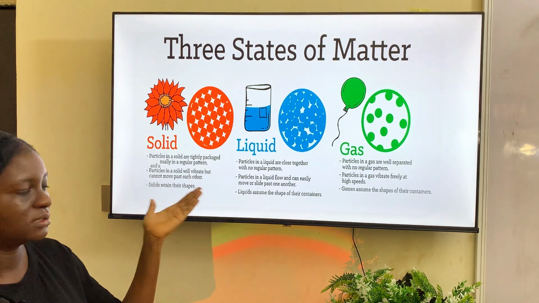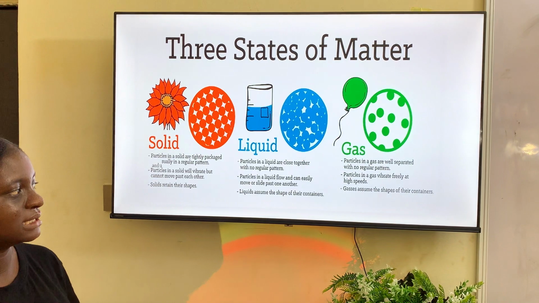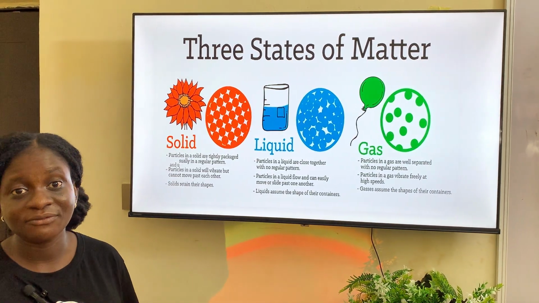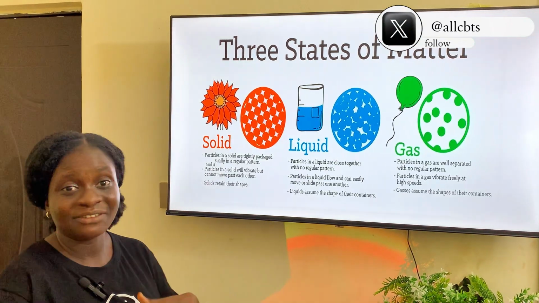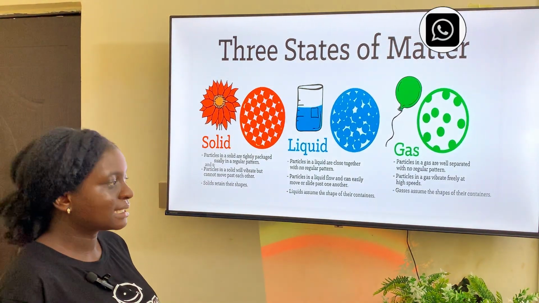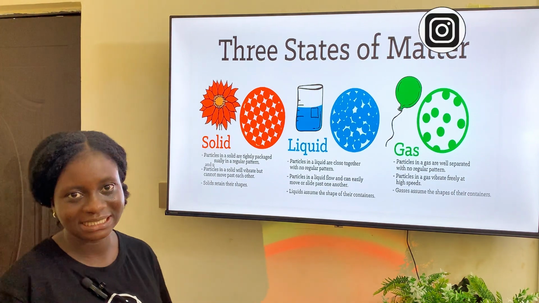Looking at the gaseous state, particles in a gas are well separated with no regular pattern, just like the liquid state. They do not have a regular pattern. And also, particles in a gas vibrate freely at high speed. They diffuse easily. So gases also assume the shapes of their container.